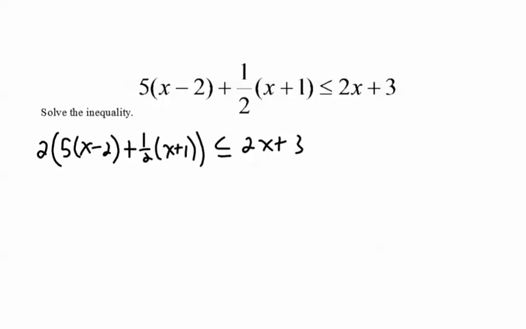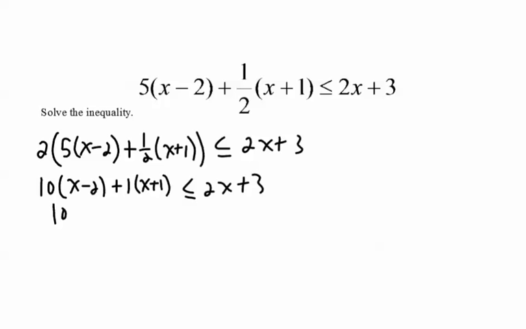And then what happens here is 2 times 5 is 10. And I'm going to do x minus 2 and leave that alone. Okay? And then 2 times a half, that's a 1. And leave that alone, and that's less than 2x plus 3. Now I'm going to go ahead and distribute. I get 10x minus 20 plus x plus 1 is less than or equal to 2x plus 3.